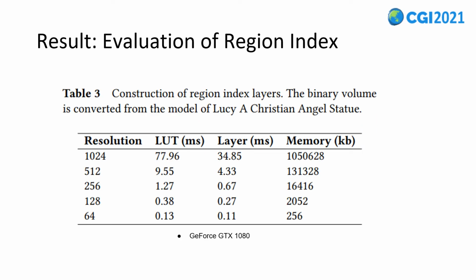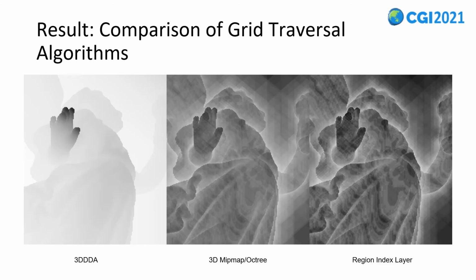This table shows the storage and evaluation costs of the region index layer at different resolutions. It consumes about 12% less memory than that of a complete MIP map. These figures visualize the number of iterations for the primary rays. Pure white color corresponds to 128 iterations.